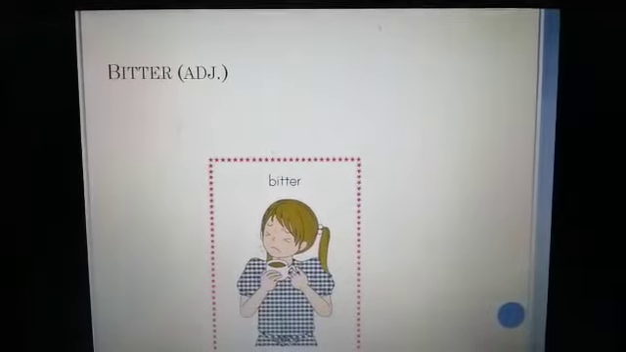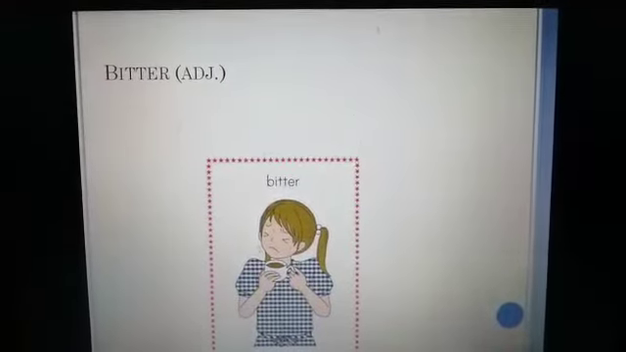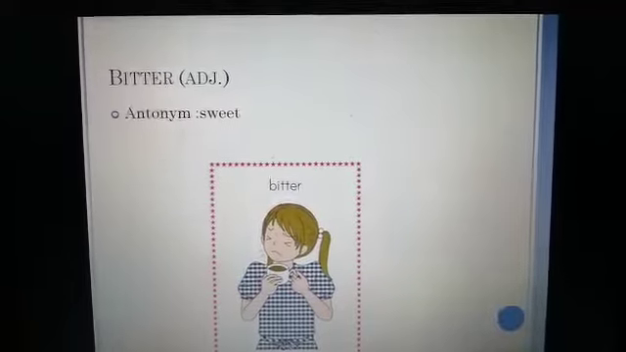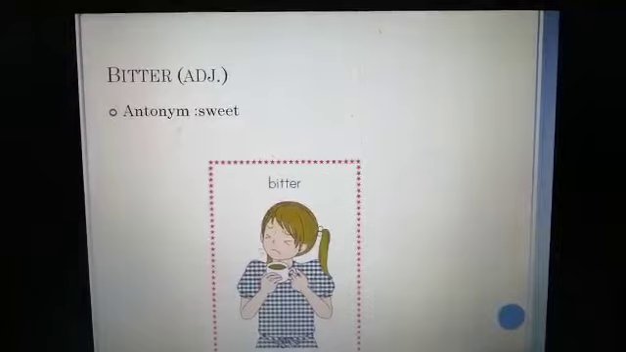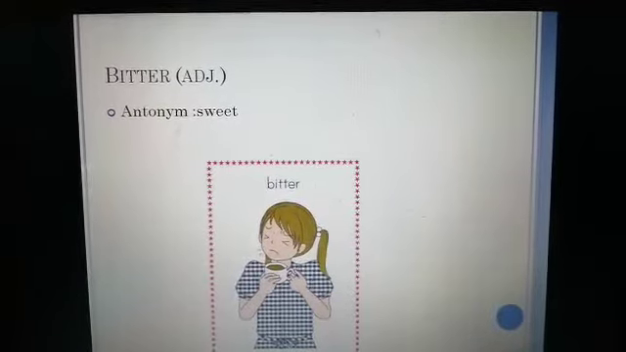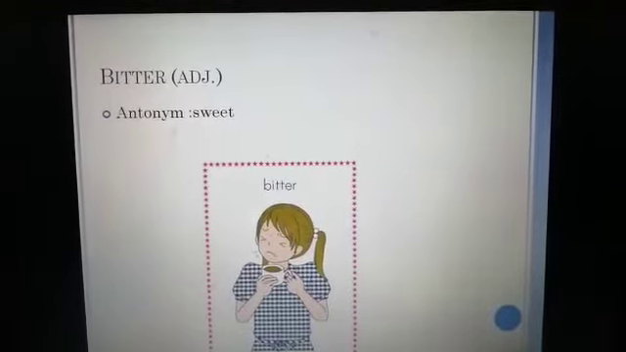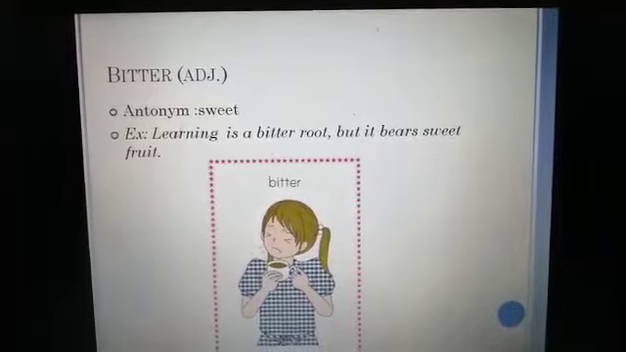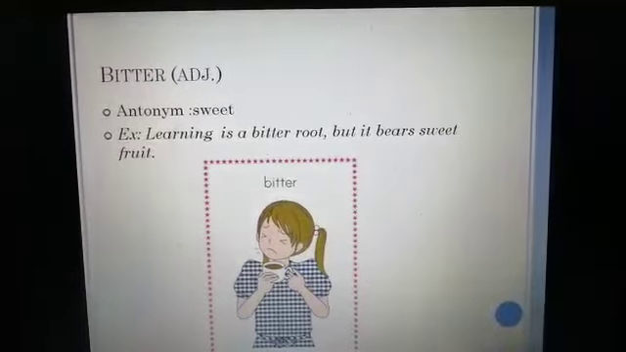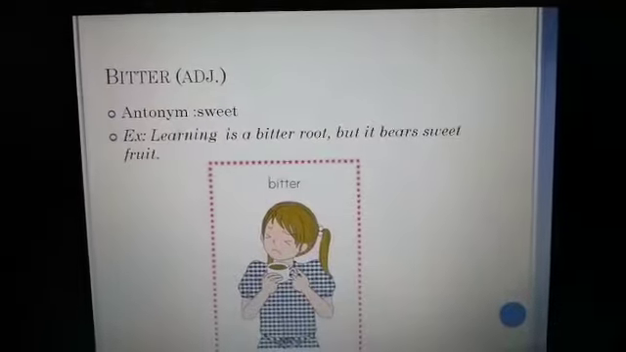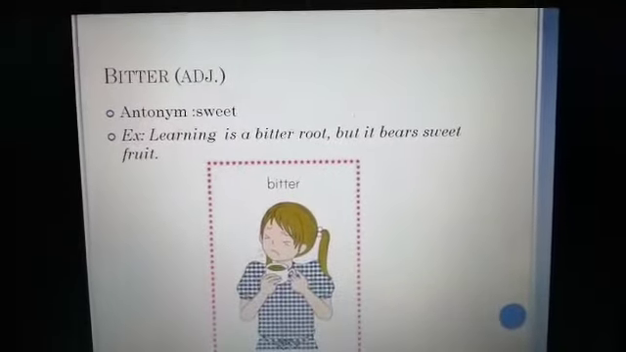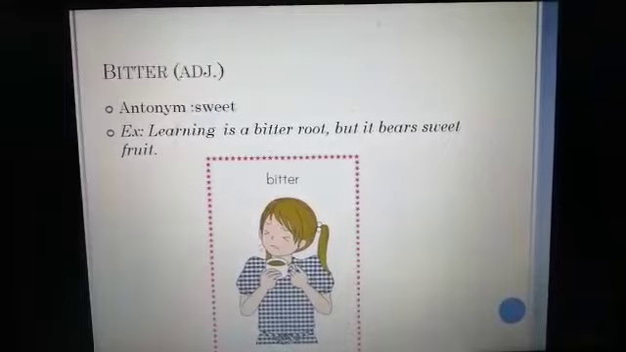Okay, the word bitter means, first of all, it's an adjective, okay? And it's the opposite of the word sweet. Bitter, sweet. For example, learning is a bitter root, but it bears sweet fruit, which means it's not easy to learn, but it's worth it.